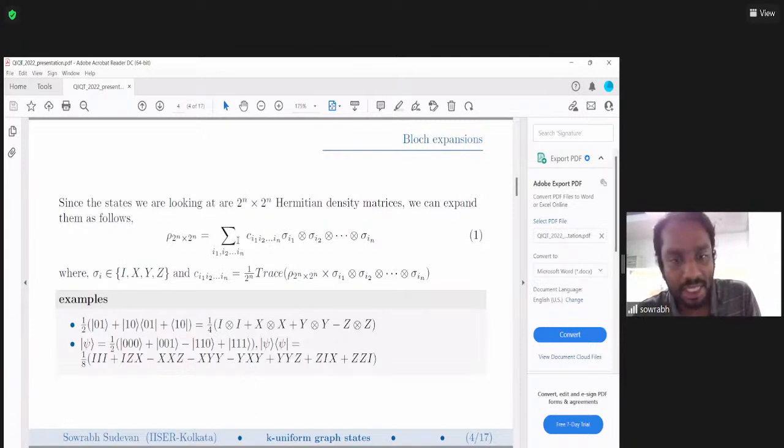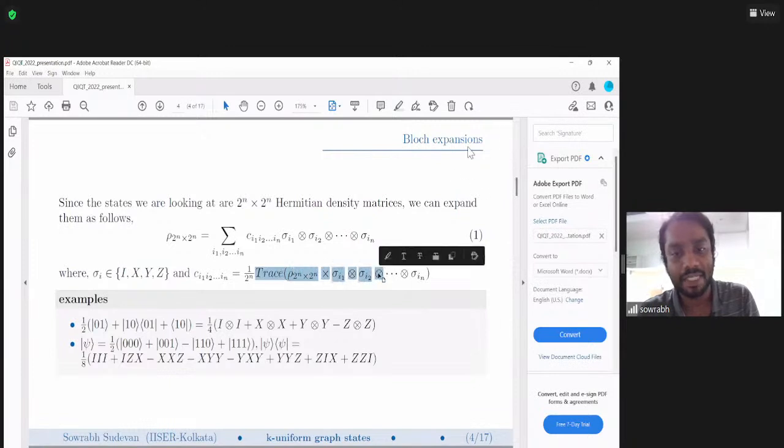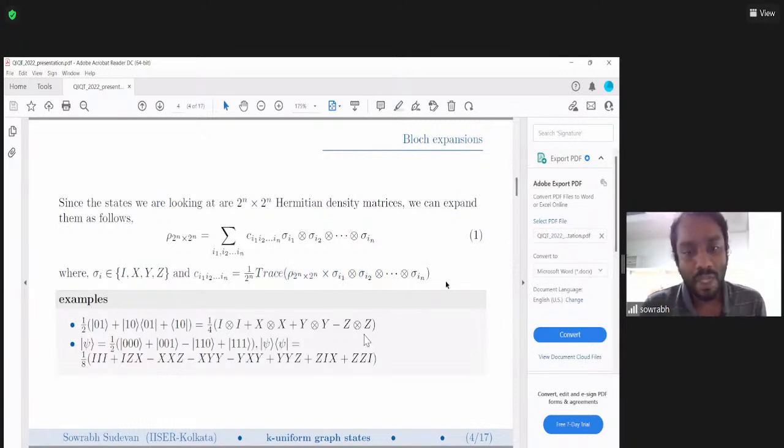These are the coefficients, C, I1, I2, up to In. The way you find each of these coefficients is by taking the trace of rho times the matrix. So basically the coefficients are expectation values of those operators. You are expanding a state in terms of Hermitian matrices, these spin matrices, which correspond to certain physical quantities, so you are expanding a state in terms of expectation values of various physical quantities.